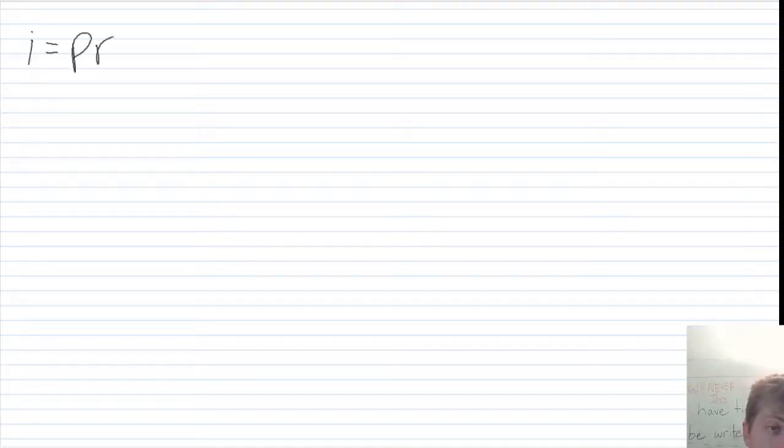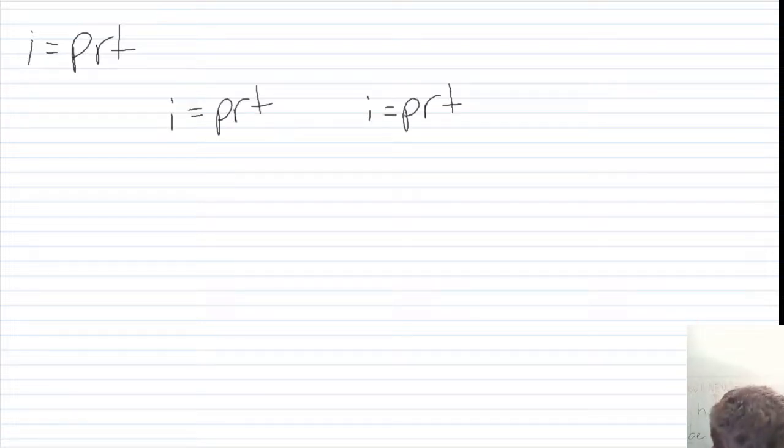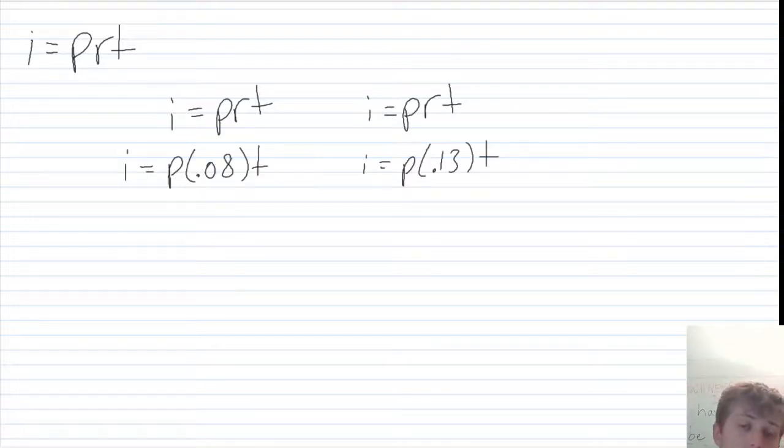I equals PRT. So he has 2 different ventures, which means he has 2 different scenarios. So let's go ahead and write those 2 scenarios out. And what does it tell us about each of them? It says one of them has an 8% rate and the other has a 13% rate. So we can make that substitution. I replaced our R with our rate, and notice I already made it a decimal.